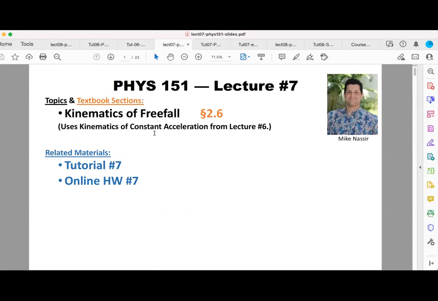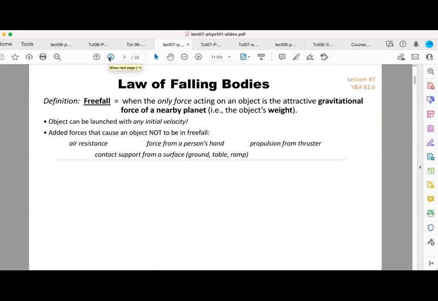In lecture 7, what we are going to do is the kinematics of the free fall. So you're going to understand better what is a certain type of motion. And here, let's start with the definition of the free fall. Free fall is when the only force acting on an object is the attractive gravitational force of a nearby planet. So the object can be launched with any initial velocity, and then you only have the gravitational force of a nearby planet or our planet.